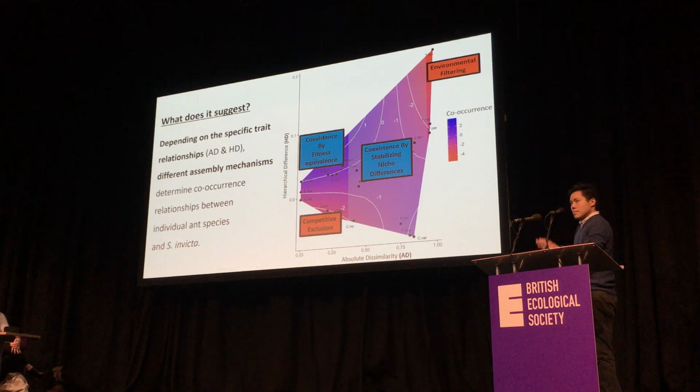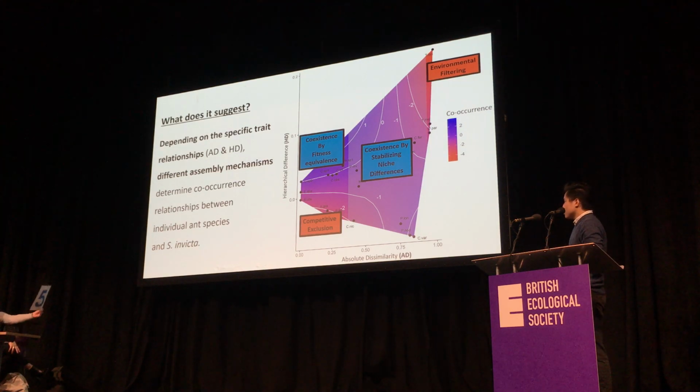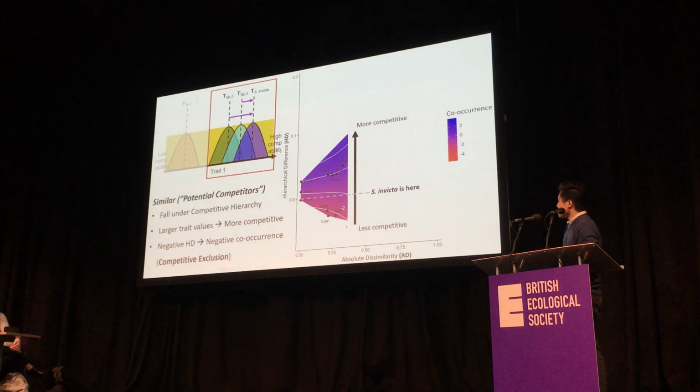Oh, but first, we thought it was really cool because this model surprisingly captured a variety of assembly mechanisms. So if we look carefully, it tells us that depending on which species you are and your particular trait relationship with the fire ants in terms of absolute dissimilarities and competitive hierarchies, a different assembly process would account for whether you were found in the site with the fire ant. So I'll now go into detail into the different regions of that plot.